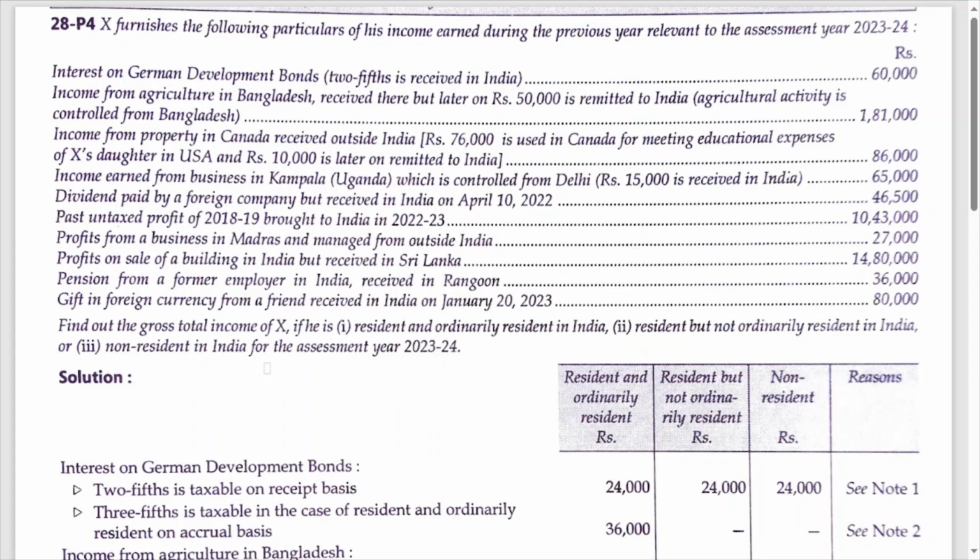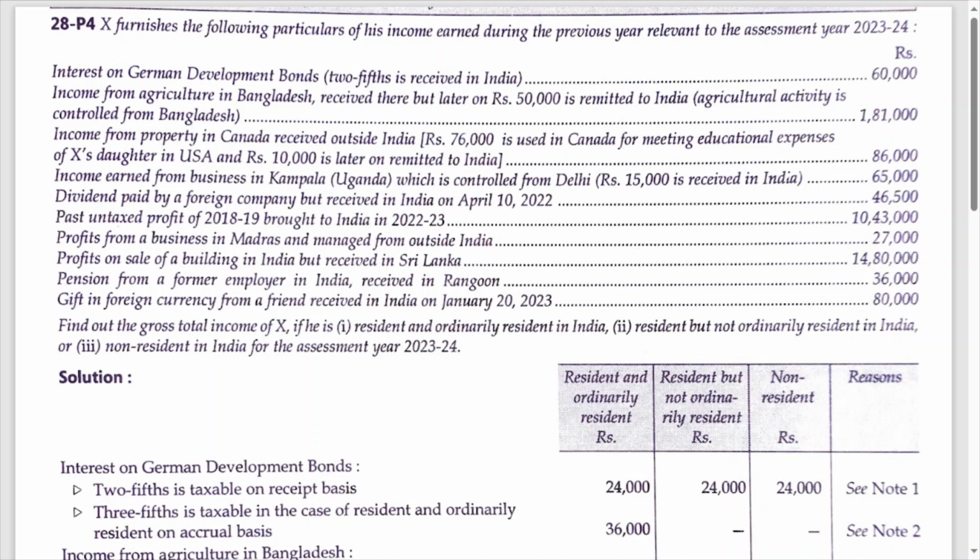Hello friends, today we are going to discuss income in the case of different categories, that is ROR, RNOR and NR. For that we are going to take one full example. So X furnishes the following particulars of his income during the previous year relevant to the assessment year 23-24. So first of all we will take the first example.